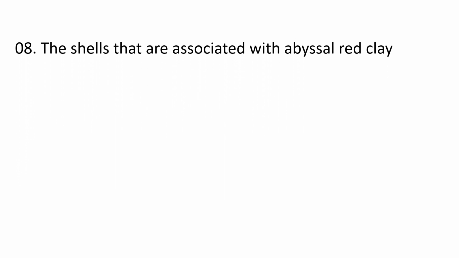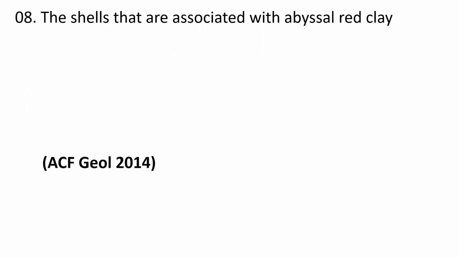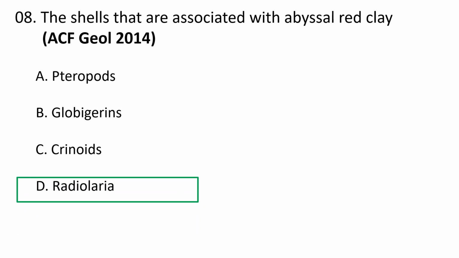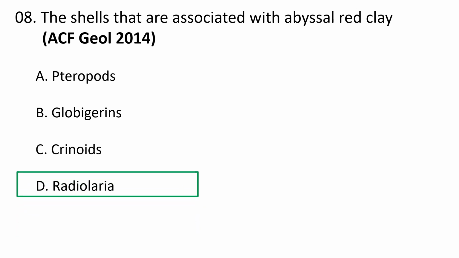Next question. The shells that are associated with abyssal red clay are known as: A. Pteropods, B. Globigerines, C. Crinoids, D. Radiolaria. The shells associated with abyssal red clay are known as Radiolaria. Radiolaria are unicellular organisms, widely distributed in the oceans, and their siliceous skeleton consists of connected arrays of tubular studs. They form a great variety of shells, often with hexagonal structuring on their surfaces. Radiolarians range from 30 microns to 2 millimeters in diameter and are often spherical.